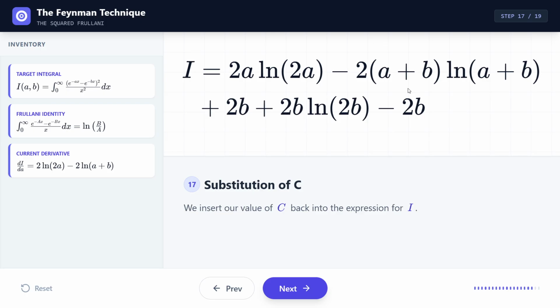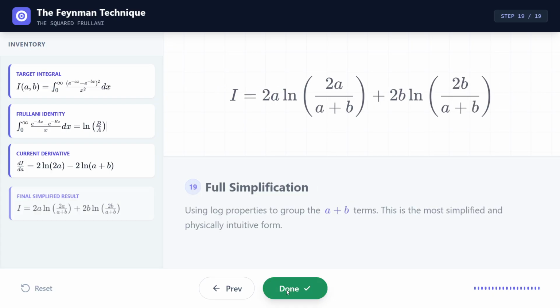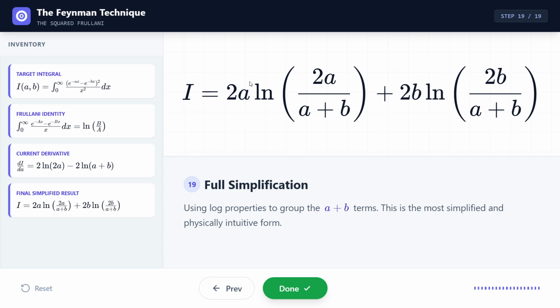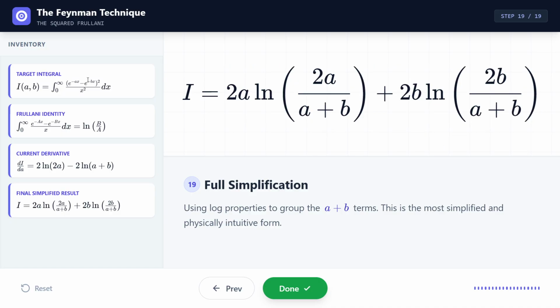Now this is messy and it can be simplified a lot. The first step is to simplify it like this, and then we use properties of logarithms and grouping to arrive at our final form. So any integral like this evaluates to this. And that's kind of neat.